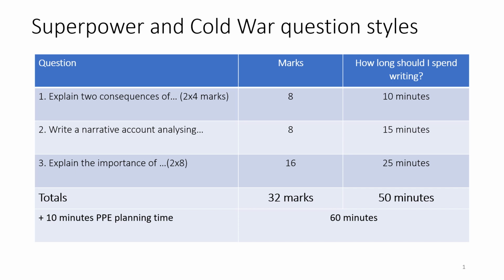The third question you have is explain the importance of an event for a situation. They're worth 8 marks each, and you're going to answer 2 of those. So 16 marks in total, and you're going to spend approximately 25 minutes writing that.